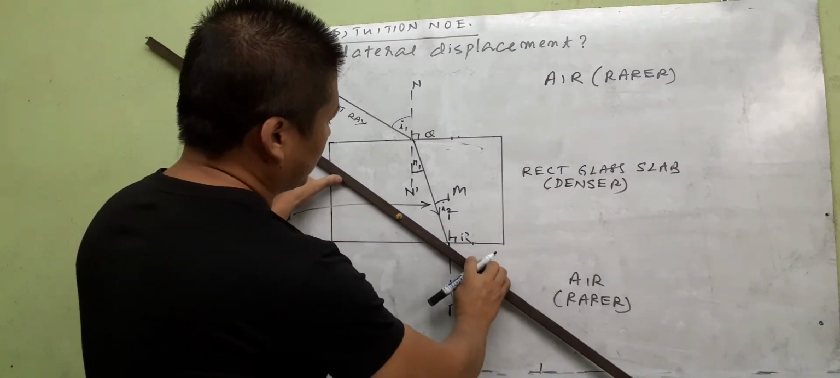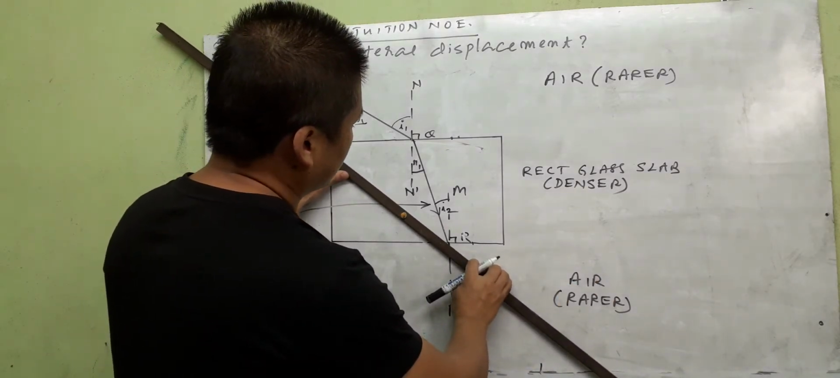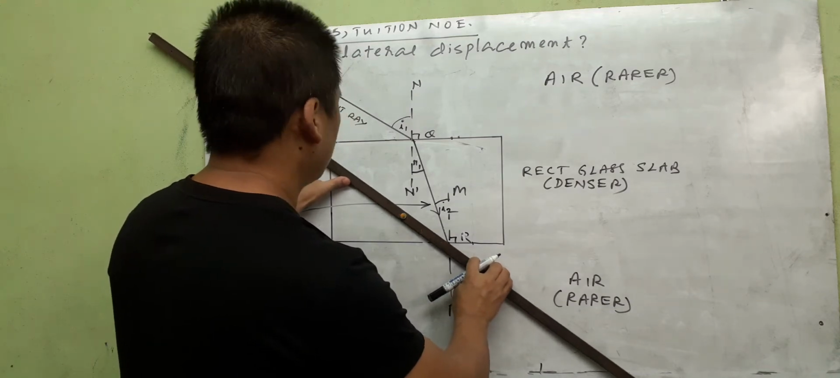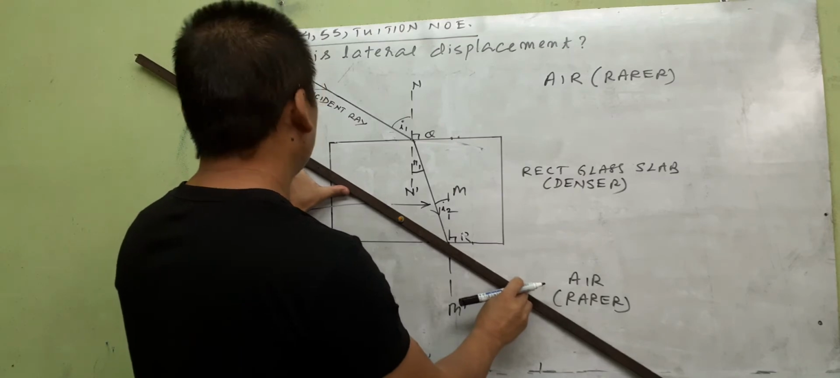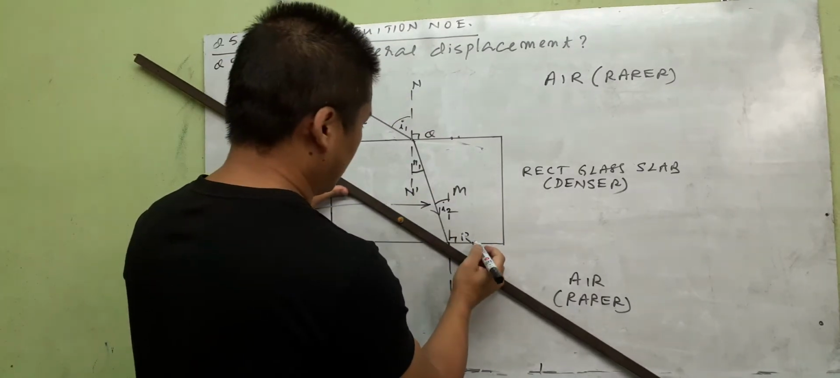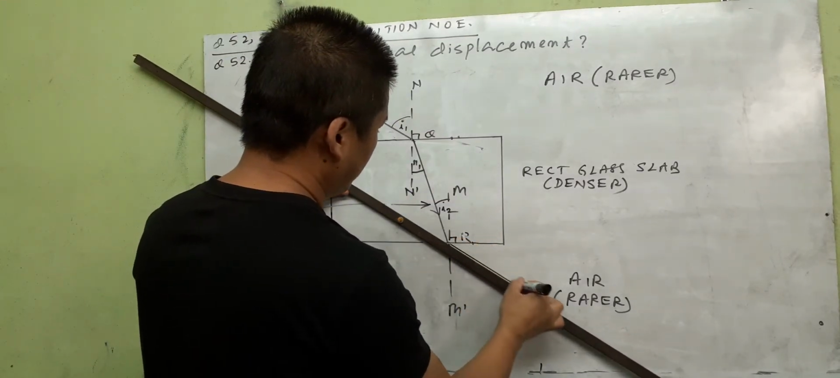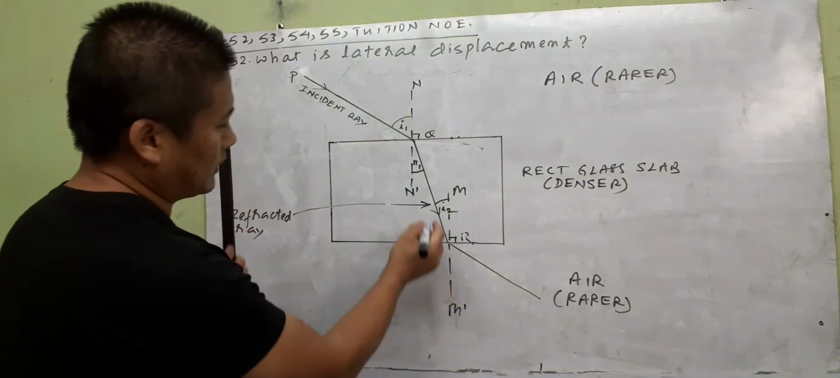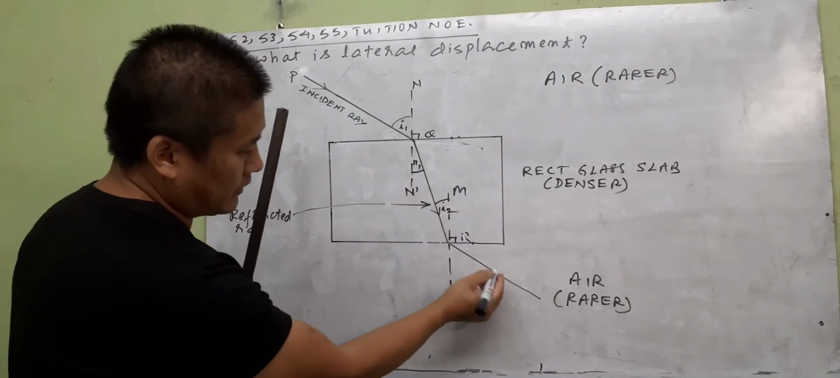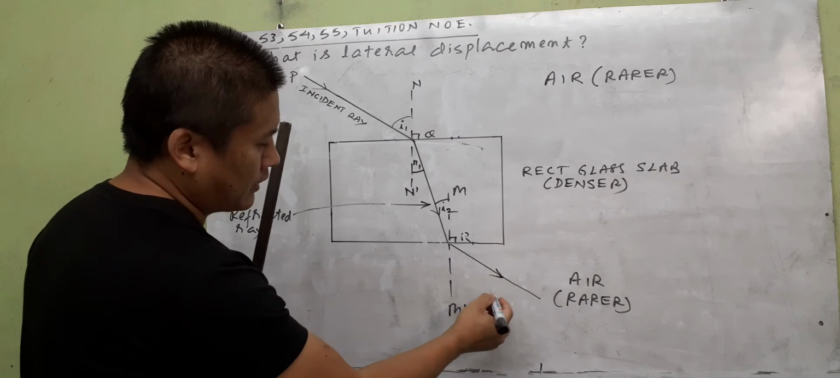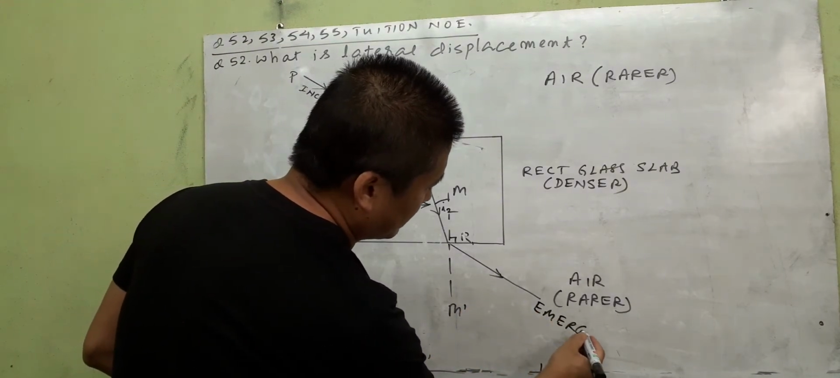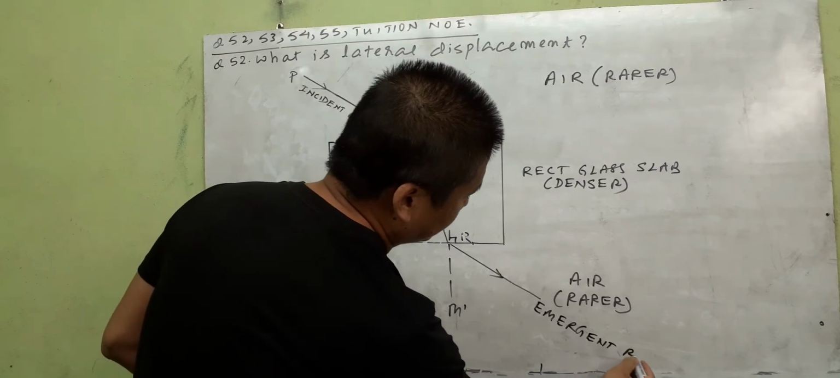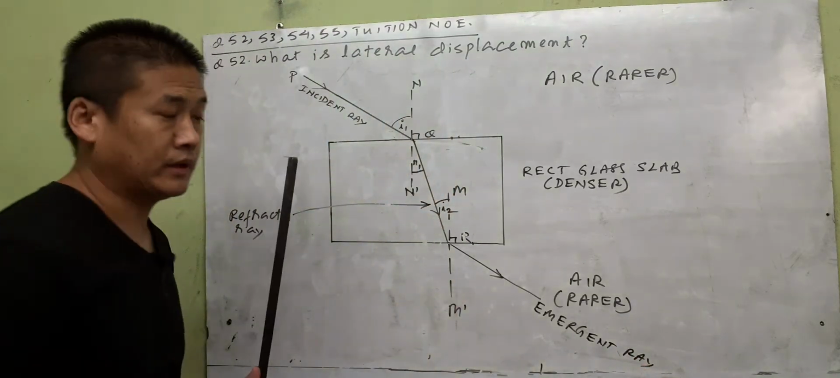How much away? You just assess it like this. You will always find that this ray will come out parallel to this line, okay? So you let your scale be parallel to this first incident ray, and it will come out bending away from the normal, because it is now entering from denser to rarer. So the final ray is this one. Most textbooks call it the emergent ray. Emergent ray, the final ray.